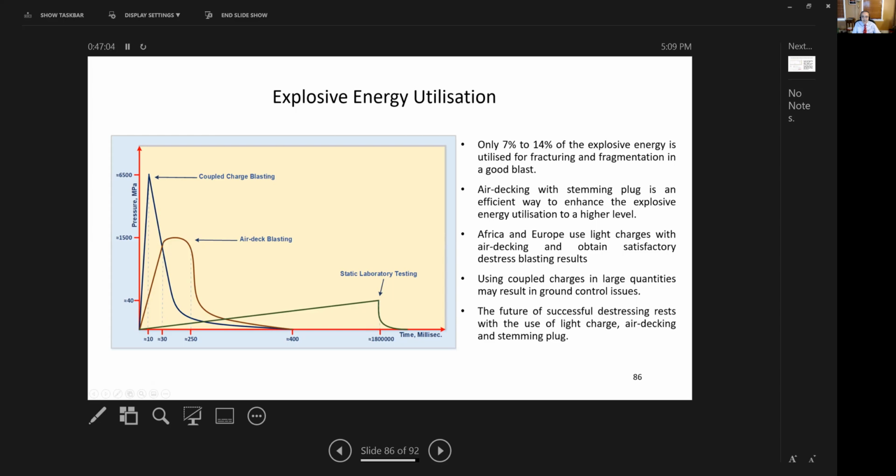Using coupled charges in large quantities may result in ground control issues, such as rock mass damage. So the future of successful distressing rests with the use of light charges, air decking, and stemming plug. And I concur with this, particularly for the case of preconditioning, because we want to create fractures, but we don't want to damage the rock mass.